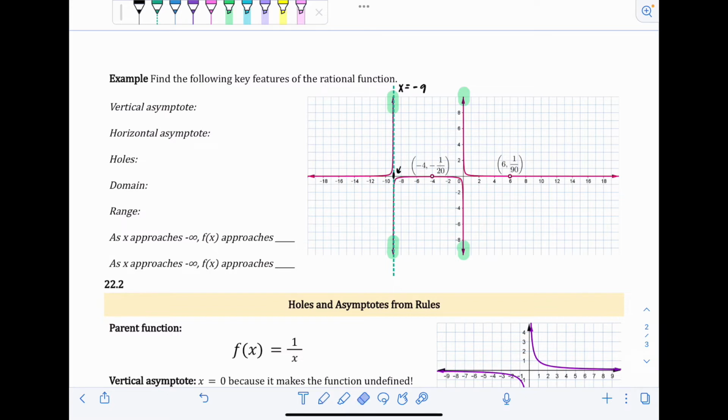And then the other one is crossing through about right there at x equals 0, so we can draw that in. And then vertical again, so it's x equals, and then it's crossing through at 0 on the x-axis, so x equals 0. So for vertical asymptotes, it would be x equals -9 and x equals 0.